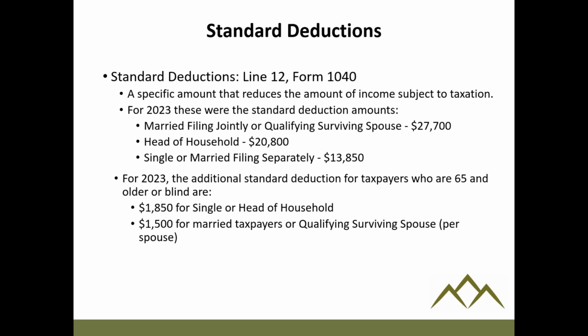The standard deduction is a specific amount. It depends on your filing status, and it can depend on your age or if you are blind. And so you get a little bit of a kicker added to your standard deduction if you fall into one of those categories. For 2023, these are the amounts that were here. This is for those who can remember back to the Tax Cuts and Jobs Act. The standard deduction was pretty dramatically increased with the passage of that act.